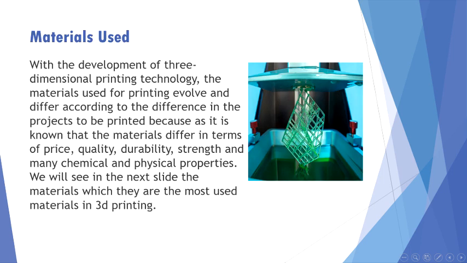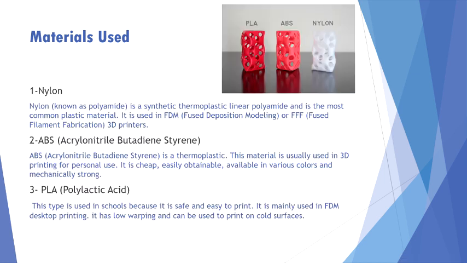Here we will look at the materials used in 3D printing. As we know, materials have different properties. Some of them are strong and some of them are weak. Also, some of them are ductile and flexible and some of them are brittle. So, 3D printing technology uses several types of materials according to the required properties in the model design.